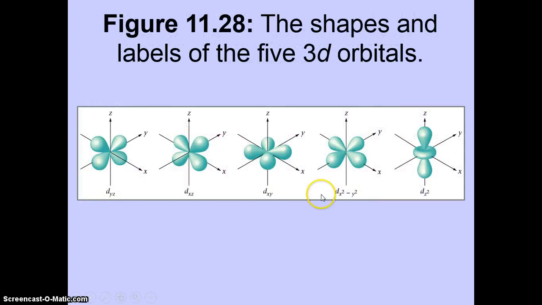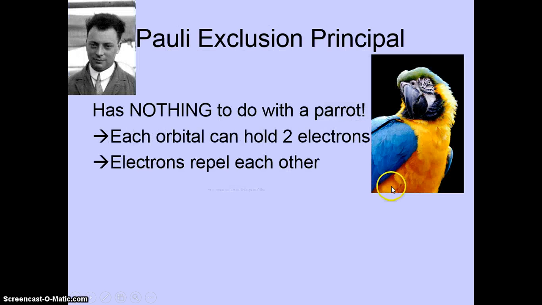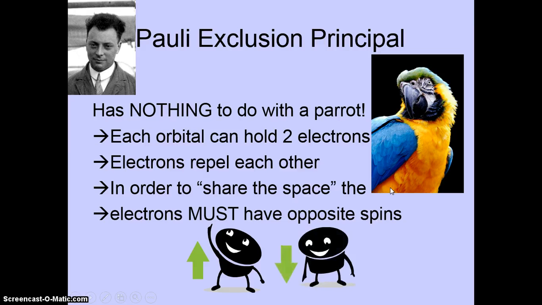When we look at the D, it can handle 2 here, 2 here, 2 here, 2 here, and 2 here. So while there are 5 3D orbitals, each orbital can hold 2 electrons max, which makes the 3D able to hold a total of 10 electrons: 2, 4, 6, 8, 10 electrons. But with the 2 in each orbital, they each are going to have opposite spins because of Pauli's exclusion principle, because those electrons are going to want to repel each other, so they spin opposite directions.